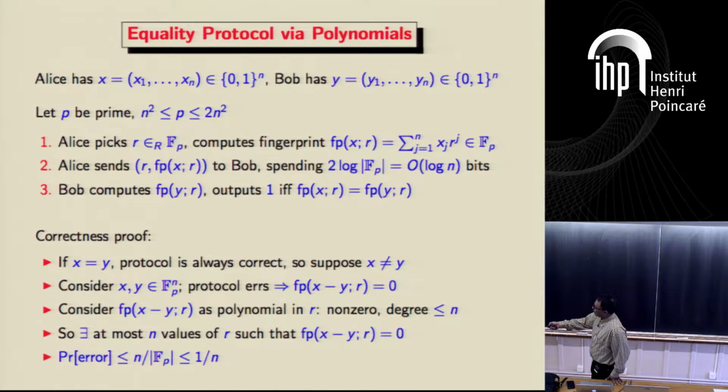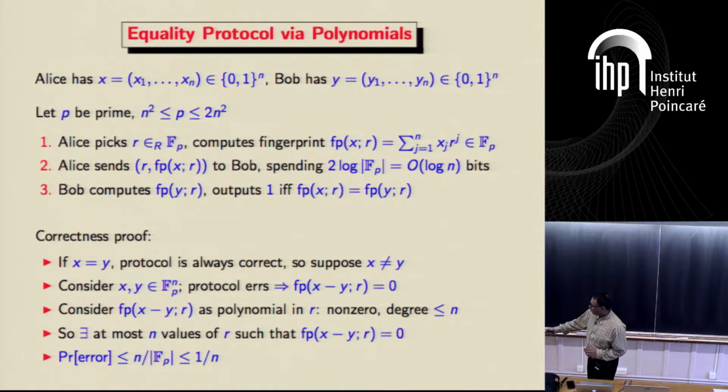Certainly if x and y are the same, then the fingerprints will be the same. So there's no error in that case. Let's suppose that x and y are not the same. If the protocol is wrong, then these two fingerprints must match. And now, crucially, we observe that this fingerprint is a linear function of x. So you can do fingerprint of x minus fingerprint of y equals fingerprint of x minus y. So that works.